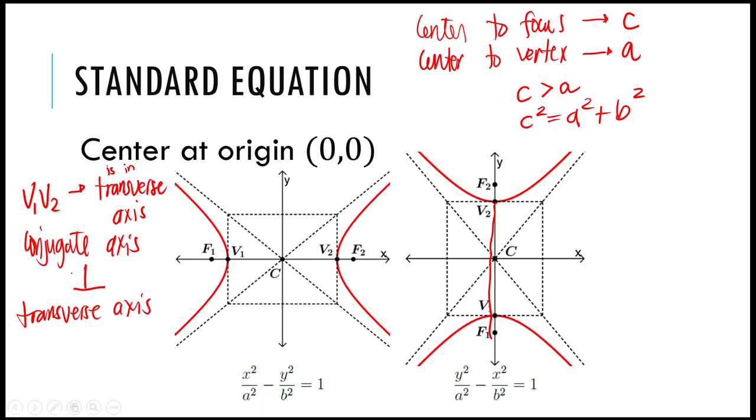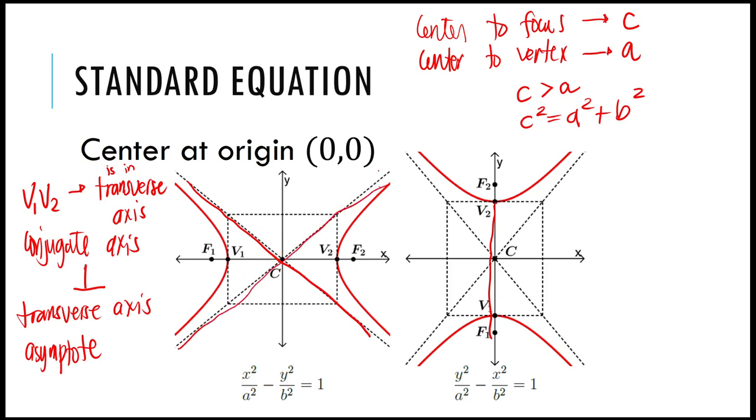Transverse axis, conjugate axis. Meron din tayong tinatawag na asymptote. Sir, ano yung asymptote? Asymptote is an imaginary line, or sabihin mo lang line, na ito yun. Yan, yung diagonal yan. Dalawang asymptotes. Asymptote seems to be the limit ng hyperbola.